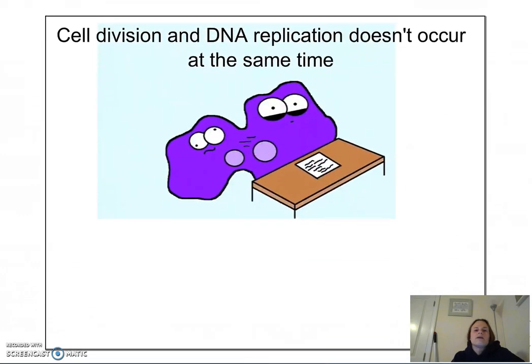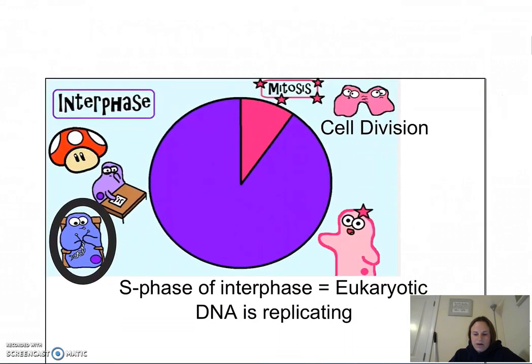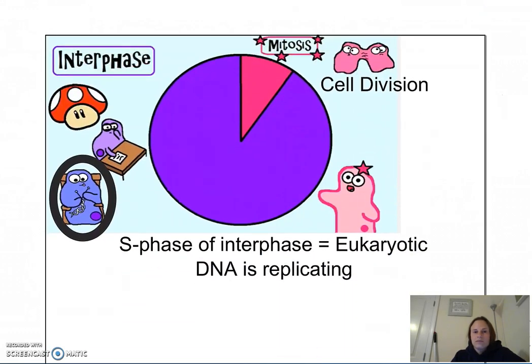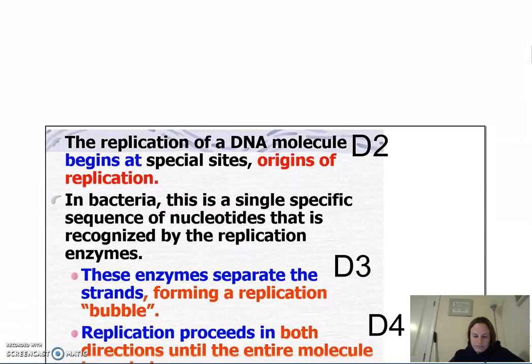So just to jog your memory a bit, cell division, mitosis, and DNA replication don't occur at the same time. Remember our cell cycle where we discussed the 24-hour clock? That interphase took up 23 of those hours. Mitosis was just one of those hours. Well, it's during the S phase of interphase that eukaryotic DNA is replicating.